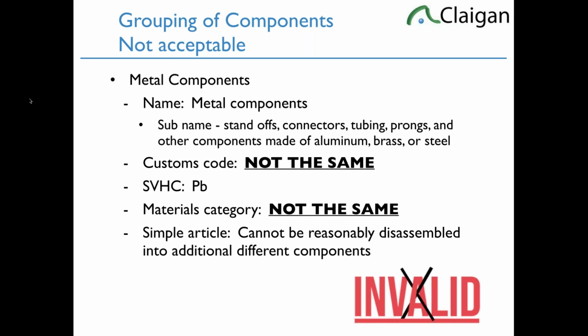Metal, aluminum, brass, steel are different pull-downs. It's not the same, but there are simple articles. So there are limitations on what you can merge together. Aluminum, brass, and steel can't be merged together as a general rule.